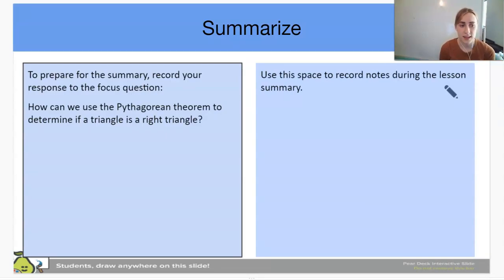And here's where we're going to think back to our big question, which was how can we use the Pythagorean theorem to determine if a triangle is a right triangle? And this is where we connect back to that idea of converse. So we know that if we have a right triangle, then a squared plus b squared equals c squared, or the square of the legs summed together equal the square of the hypotenuse. Now, in the previous slides, we asked ourselves the question, does the Pythagorean theorem help us prove that something is a right triangle? So as you prepare for this summary, think about that question. Did the converse help you for this lesson today?